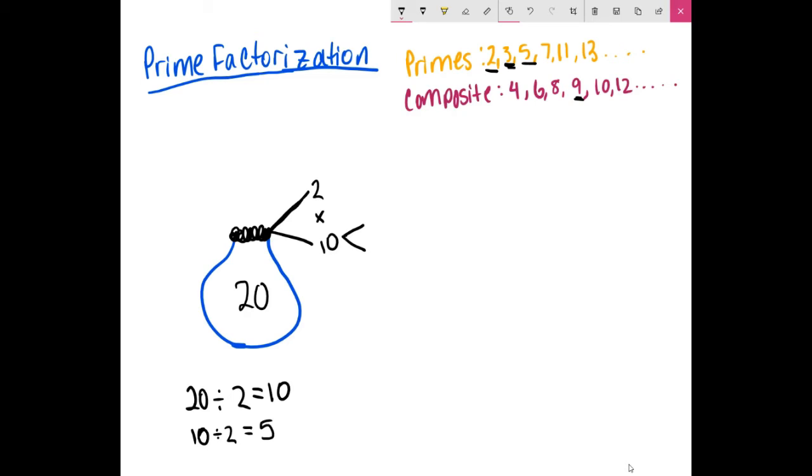So we draw 2 more strings. 2 times 5. Bring this same 2 out because that's still a factor. And now we have all primes. 2 and 5 are both on our prime list. And 2, 2, 5 are all factors of 20. When we multiply them all together, we get 20. Why don't you try some for yourself by clicking next?